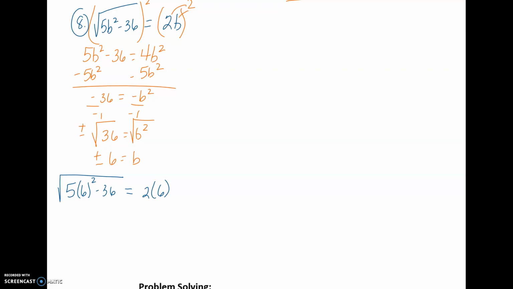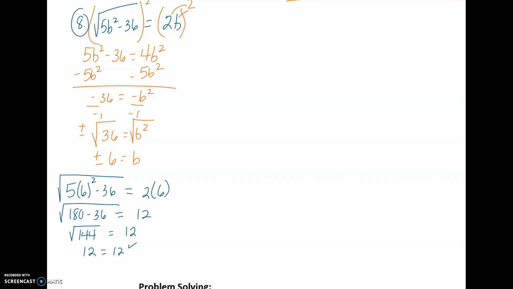All right, so we get 36 times 5 is 180 minus 36 equals 12. And this is still under the radical. When I subtract 36 from 180, I get the square root of 144 equals 12. So 12 equals 12. So we know positive 6 works.